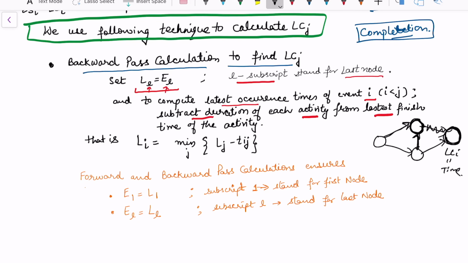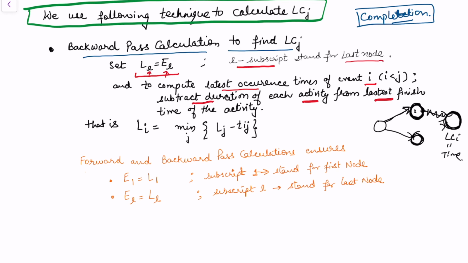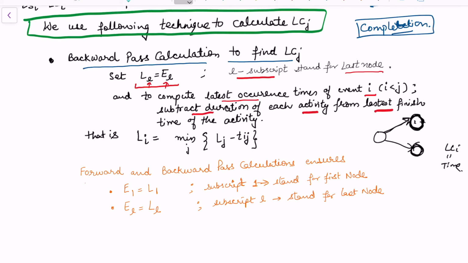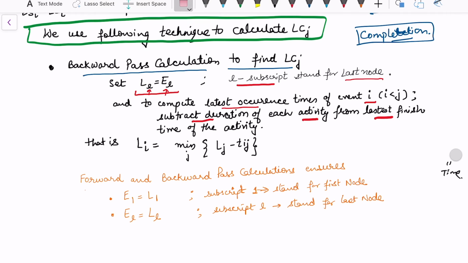If I want to calculate the completion time at this one, that means nothing would have started from this. These activities are not started. So in that sense, calculate the latest completion time assuming that the project is finished at each node or at each event. And these two calculations, the forward and backward calculation, will ensure that the earliest of first node and earliest of last node will be equal to latest of first node and latest of last node. So these two will always hold.